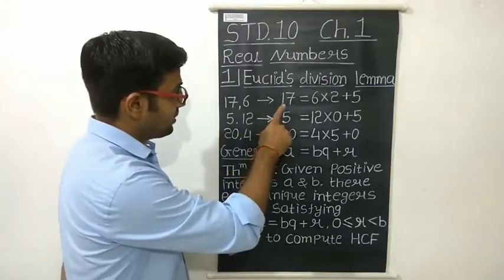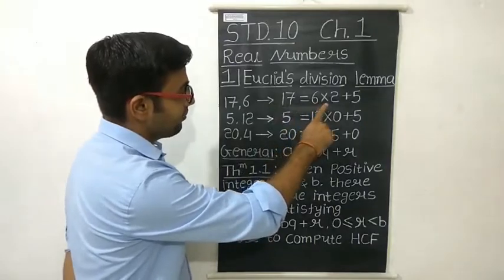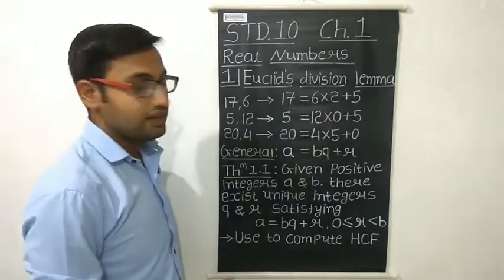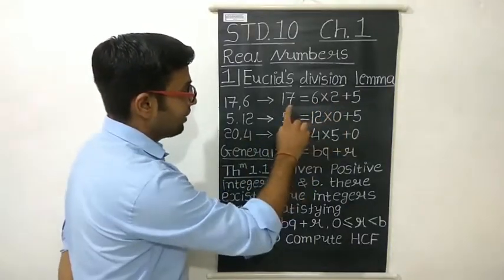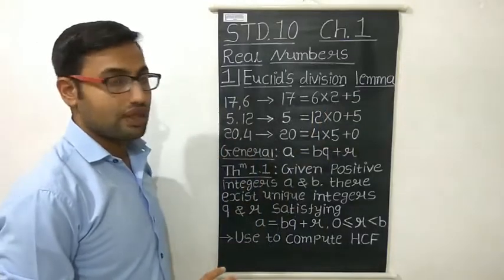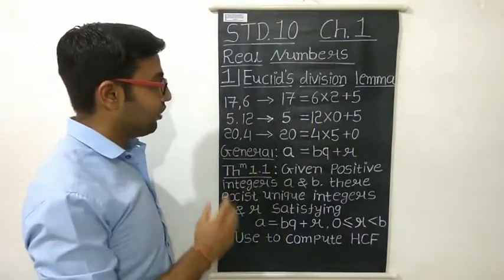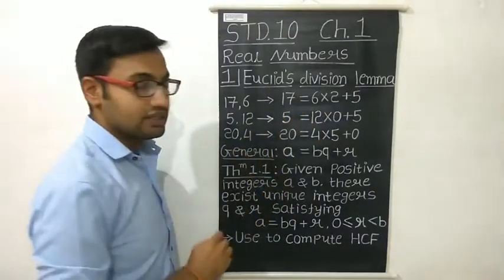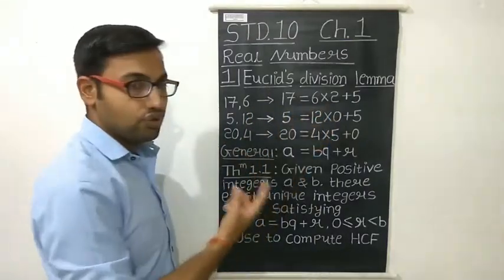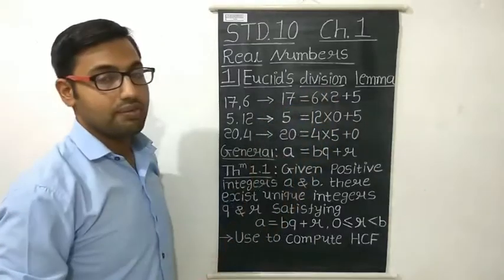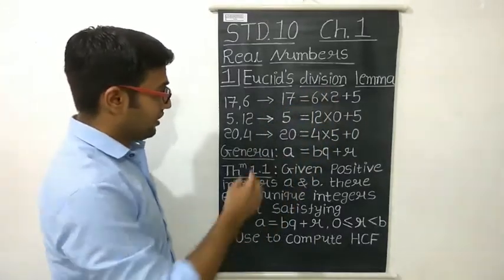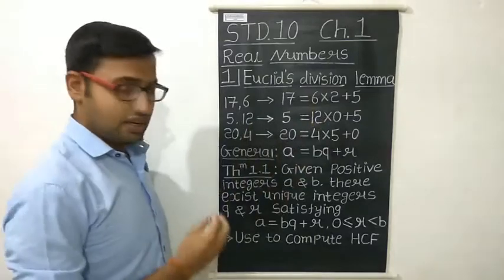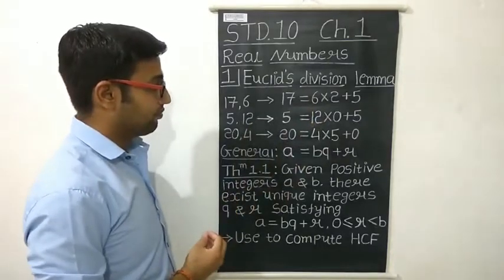So we can represent 17 as 6 multiplied by 2 plus 5. 6 2s are 12 plus 5 is equal to 17. According to the division algorithm, 17 is our dividend, 6 is the divisor, 2 is the quotient and 5 is the remainder. So this is one type of division algorithm.